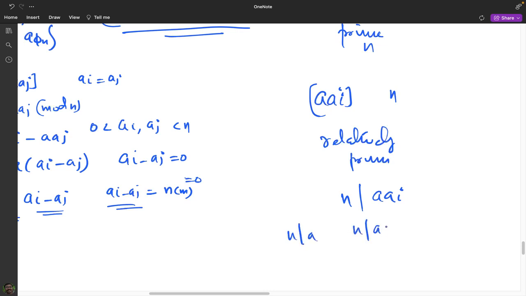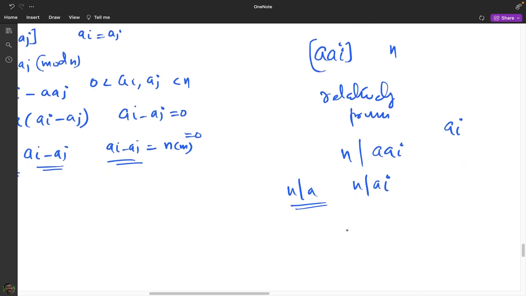n and ai are also relatively prime to each other, because by the theorem, n and a are relatively prime, so there are no common factors. And n and ai, you have chosen ai in such a manner that ai and n had no common factors, right? So that means n and ai are relatively prime to each other. Is that clear?